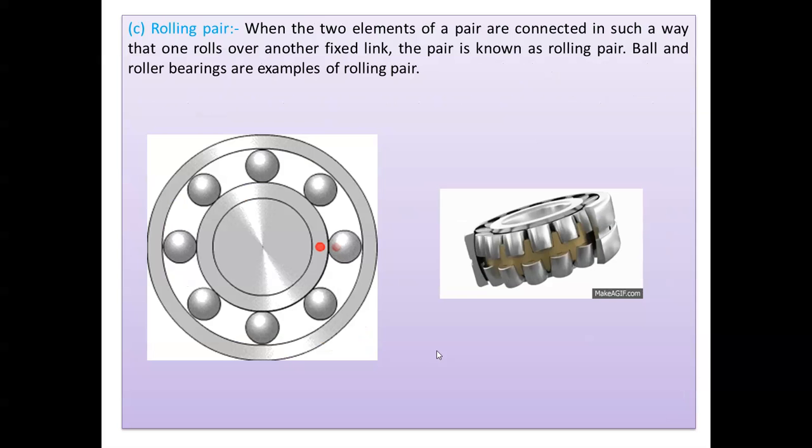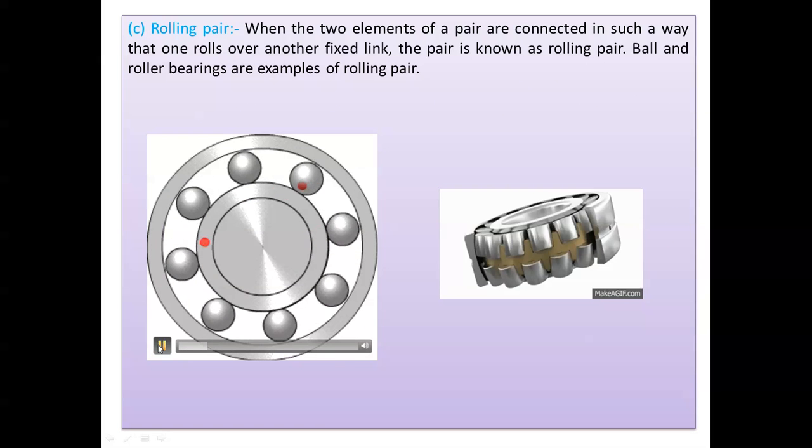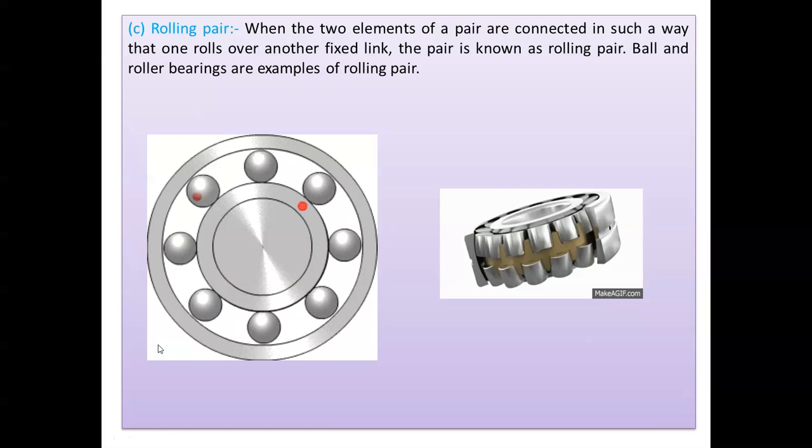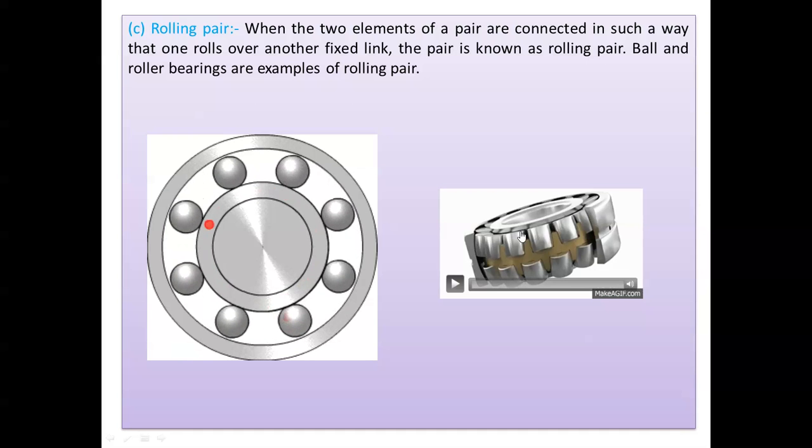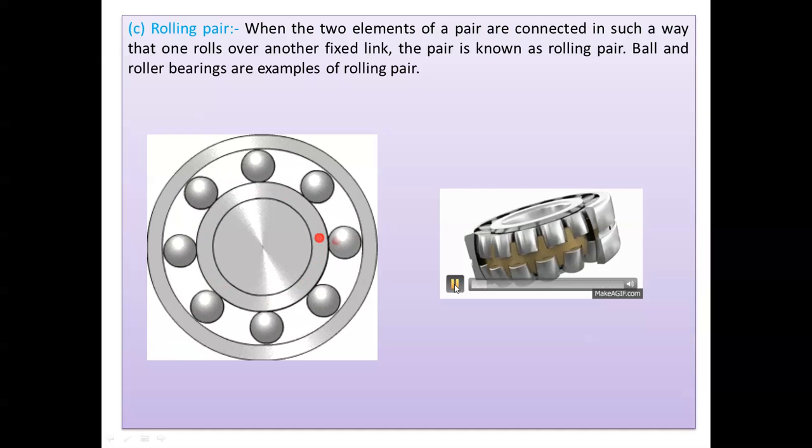Moving next, rolling pair. As you can see here, in the animation of rolling pair, when the two elements of a pair are connected in such a way that one rolls over another fixed link, this pair is known as rolling pair, and the best example for rolling pair is ball and roller bearing.